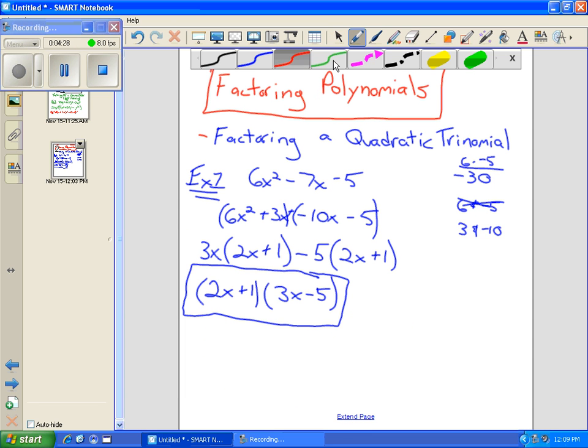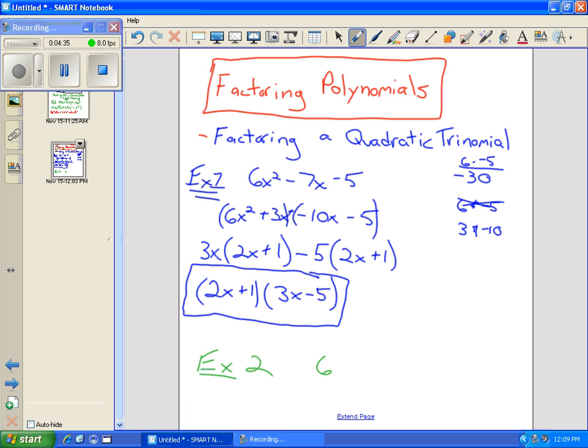Let's do 6x. We'll call this example 2. We'll do 6x squared, minus x, and minus 2. See if you can factor that. You do the same steps. You have to split up the middle term, factor by grouping, and then factor out the binomial there. So give it a shot, see what you can do.